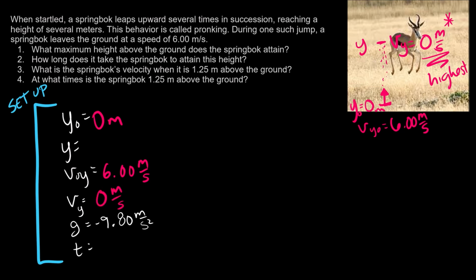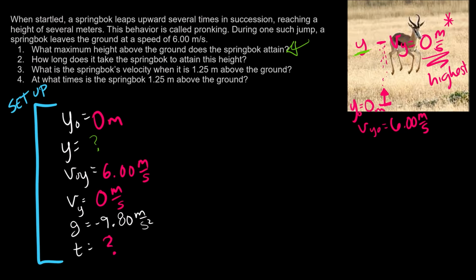We do know the final velocity there. We don't know anything about the time. But in part 1 here, that's actually not what we're trying to find. We want to find that point, that displacement, or that highest y position that is reached by the springbok during its jump.